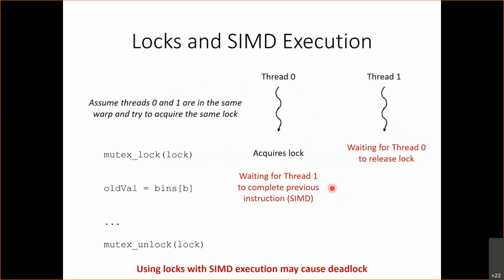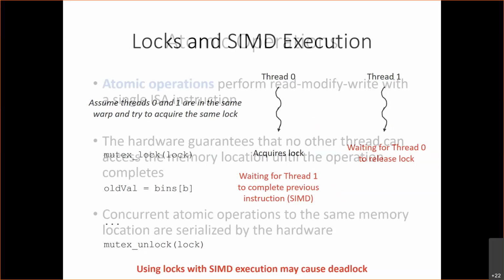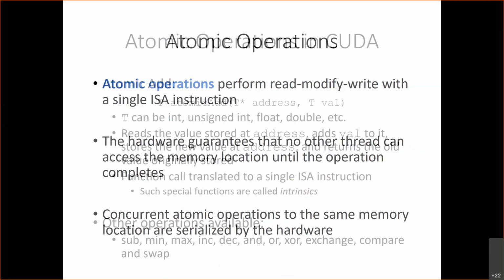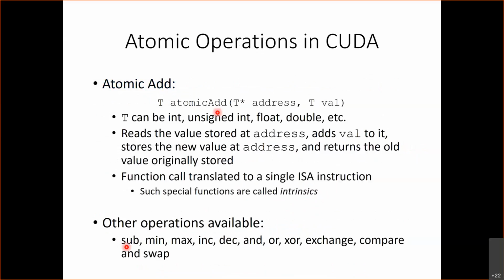So to avoid this kind of situation, what CUDA provides is something called atomic operations, where we perform read, modify, write with a single ISA instruction. And that instruction is atomic add, and there are also atomic operations for all kinds of other operations like subtract, min, max, etc.